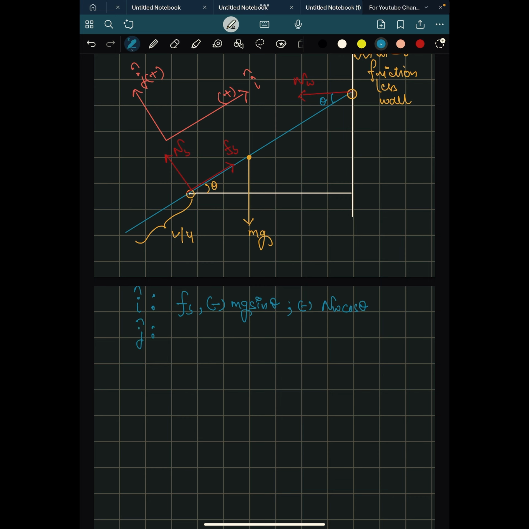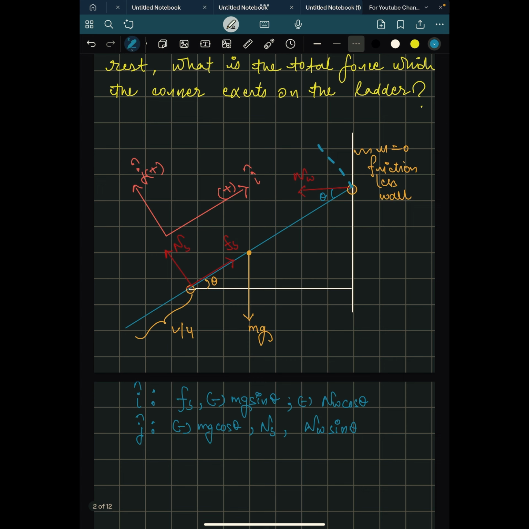And in the j cap direction, the forces acting are minus mg cos theta along with Ns, and Nw has another component, Nw sin theta. So in this direction it will be Nw cos theta, and in this direction it will be Nw sin theta.